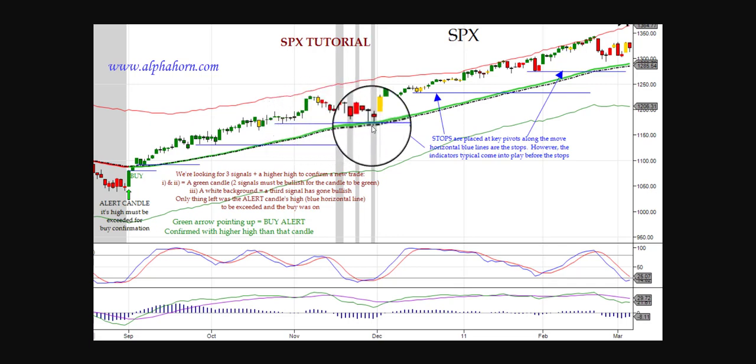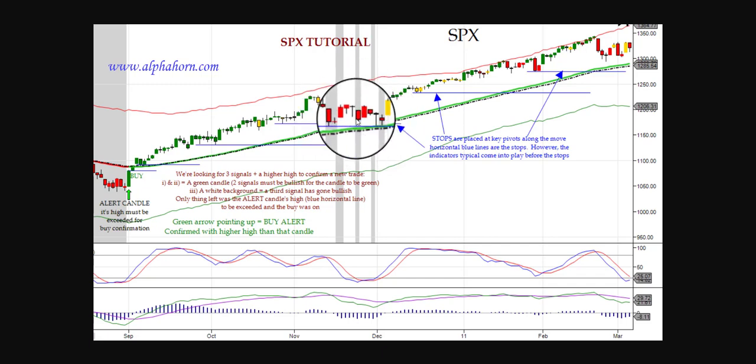There would have been a blue line drawn at the lower end of that candle, and that line is the line by which we would need a close of another candle to confirm the signal. As you can see, that never happened. This ended up being a false alert.